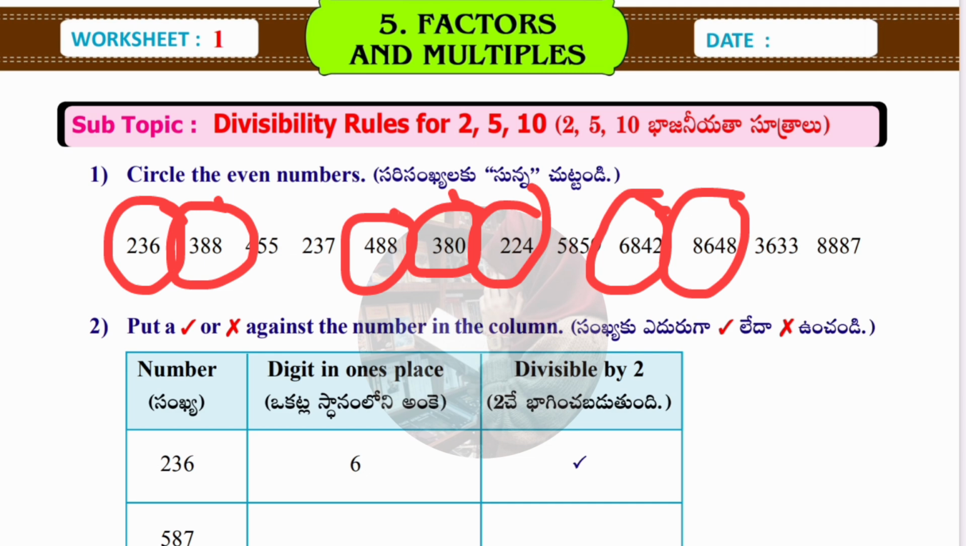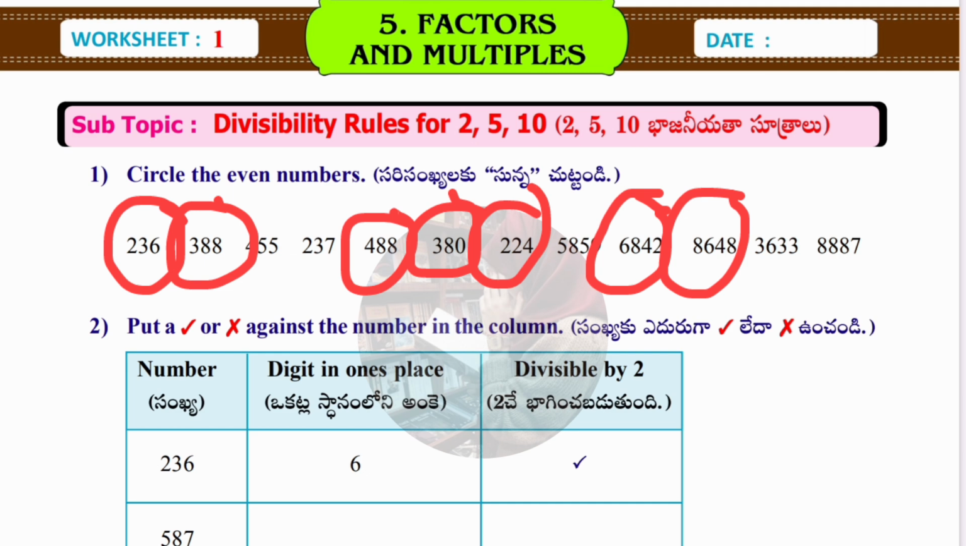Okay, so the first number is 236. Here the last digit, which is 6, is an even number. That's why the entire number is an even number. So circle that. Then the second number is 388. The last digit is 8, which is an even number. So this 388 is an even number. The next number is 455. Here the ending digit is 5, which is an odd number. That's why this number is not an even number. So don't circle that number. Like that, check each and every number and circle accordingly.